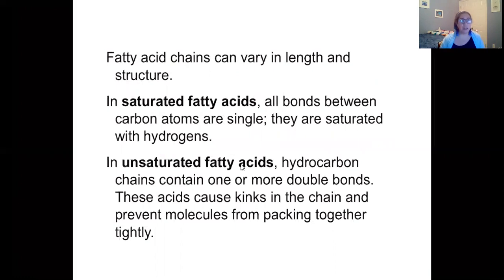Fatty acid chains can vary in length. Usually they can be anywhere from 16 carbons to 24 carbons, maybe even longer. In a saturated fatty acid, all the bonds between the carbon atoms are single, and they are what we call saturated with hydrogen. In unsaturated fatty acids, the hydrocarbon chains contain 1 or more double bonds, and that causes a kink in the molecule and prevents it from being tightly packed together. So when you're comparing saturated to unsaturated fatty acids, that is a great example of how structure affects function.